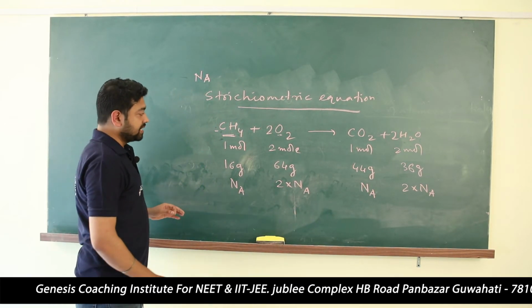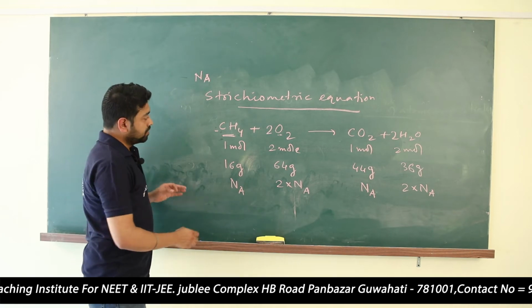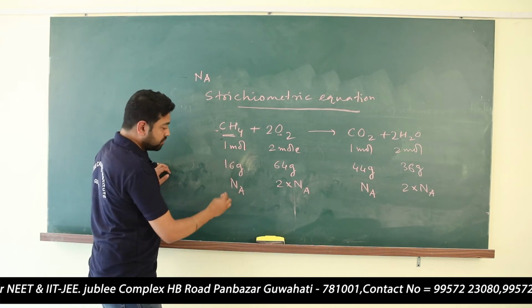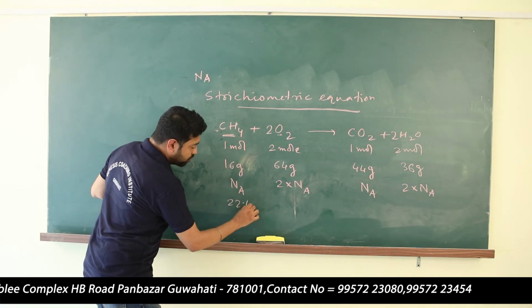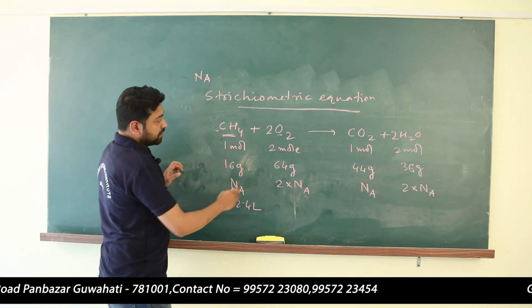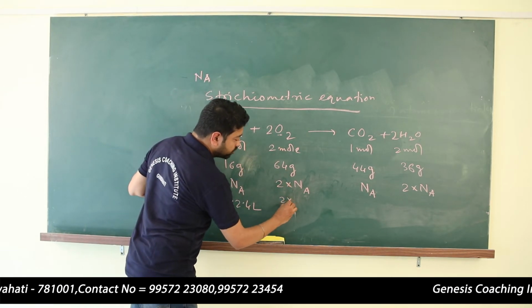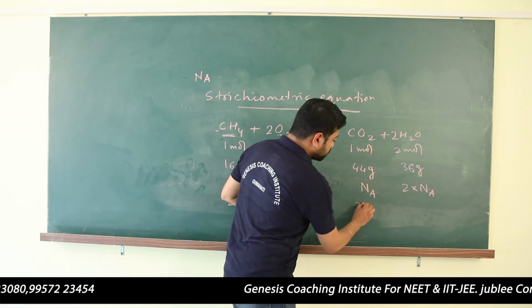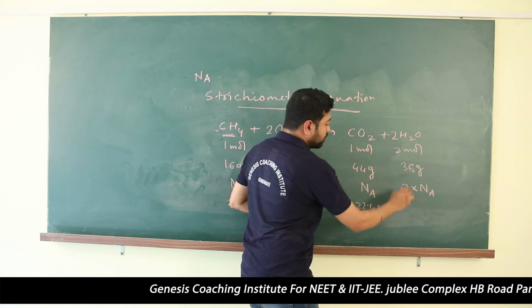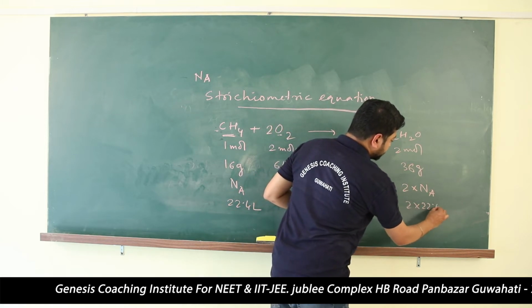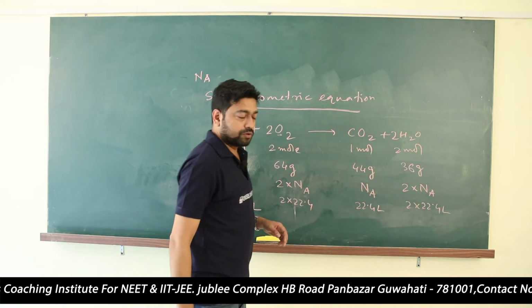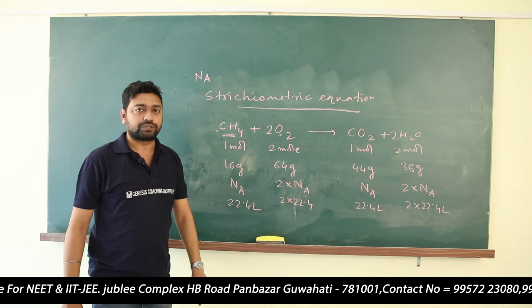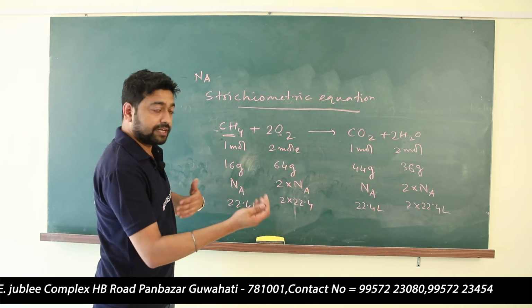And the last is in terms of volume. Here it is 1 mole, and I already know that 1 mole is 22.4 liter. Here 2 mole means 2 into 22.4 liter. So 1 mole is 22.4 liter, and 2 mole is 2 into 22.4 liter. So this is about the stoichiometric equation. Now, just shuffling these things.